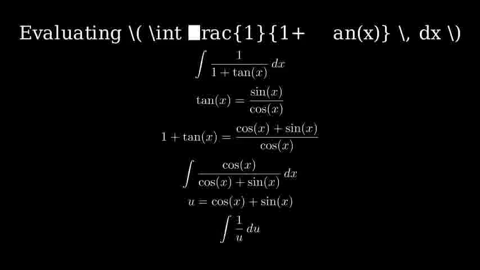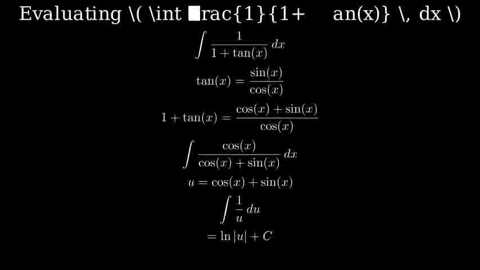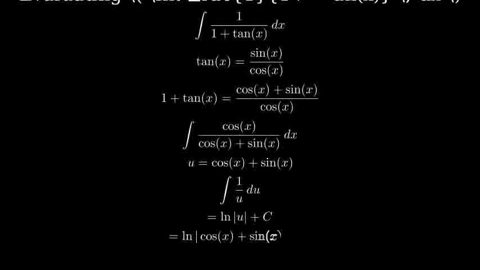The antiderivative of 1 over u is the natural log of the absolute value of u plus our constant of integration c. Now, we'll revert our solution back in terms of x by substituting back our expression for u, cosine of x plus sine of x. Our final solution becomes the natural log of the absolute value of cosine of x plus sine of x plus the constant of integration.